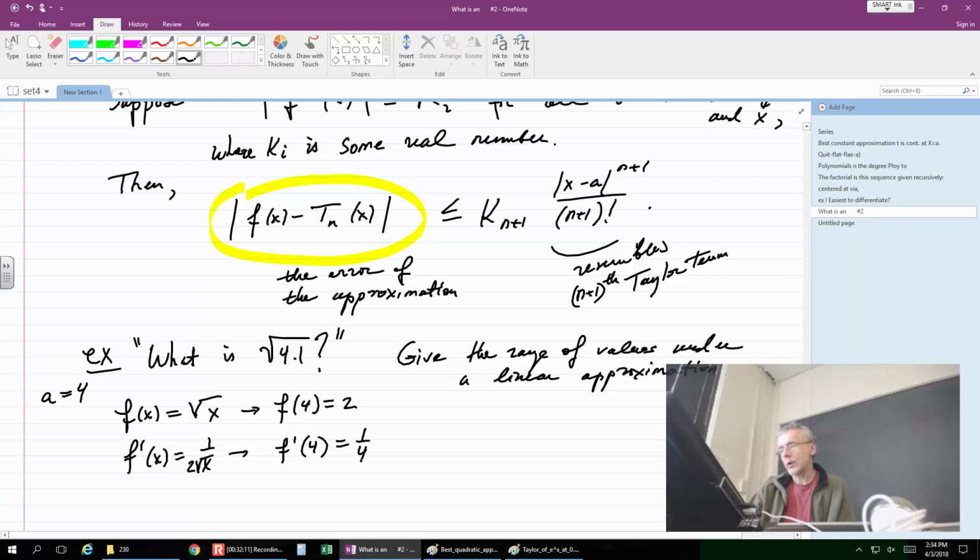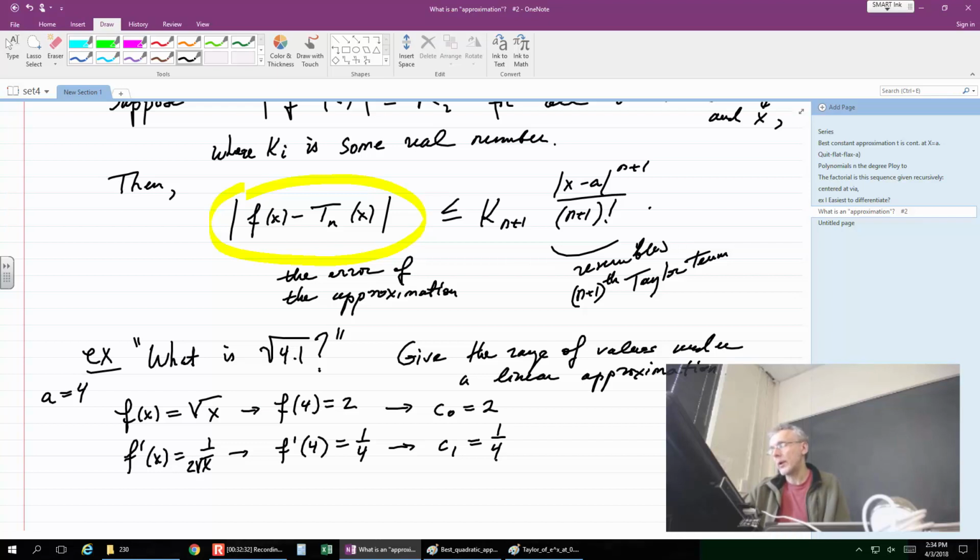Okay, let's keep going. So then I'm supposed to produce the Taylor coefficients. C0 will be equal to 2. C1 will be equal to 1/4. Negative? No, positive. Okay, 1/4.